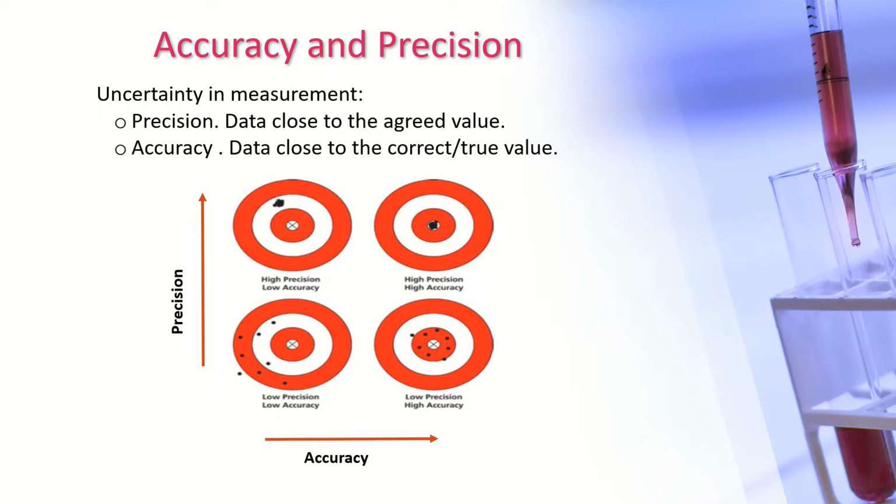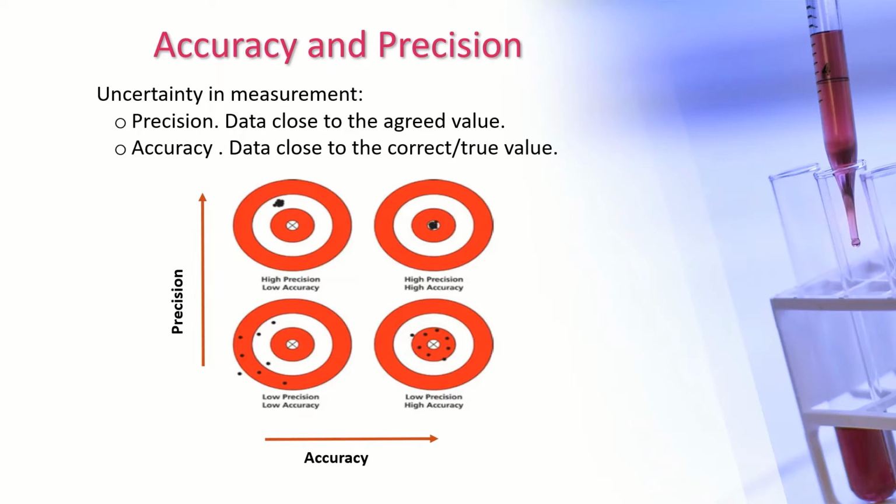While the figure in the upper left-hand corner shows high precision but low accuracy. High precision because the values are close to each other or close to the agreed value, but still far from the true or correct value.